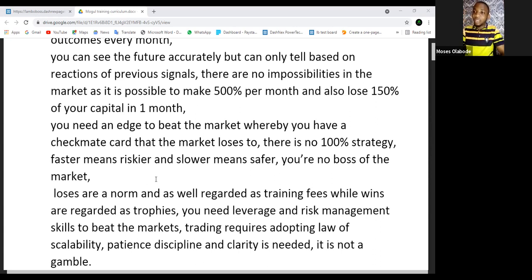Checkmate, I'm the winner, right? So you need an edge to beat the market, and this is where the market loses to you. What is my market edge, right? Number one, my candlestick analysis.